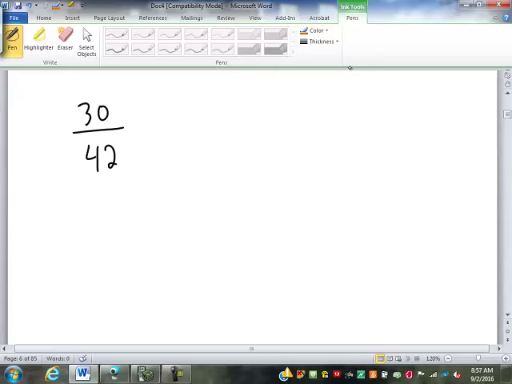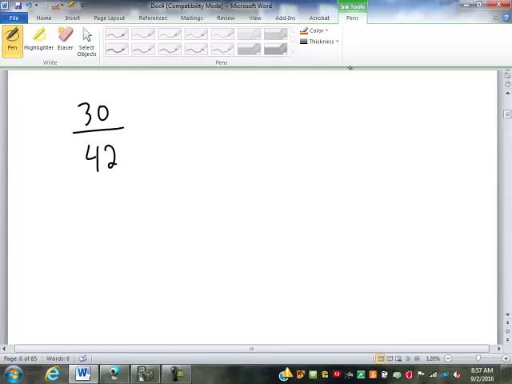Now when I'm looking at fractions, I kind of go through a progression. The first thing I look for is, do they both end in 0? Why would that be useful? Well, if they both end in 0, they're both divisible by 10. Then I do the 5. So do they both end in either a 5 or a 0? Then they can be divided by 5 at least.